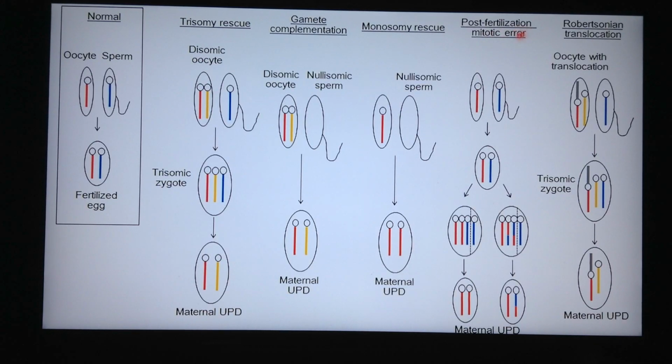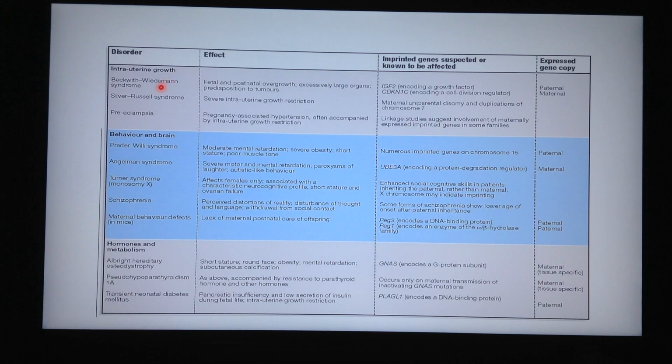In post-fertilization mitotic error, these errors occur after normal fertilization has occurred. During mitotic cell division, if there is any kind of problem in the chromosomes so that one cell receives both the copies from the female parent, it will result in maternal UPD. There are many diseases which occur because of this maternal or paternal UPD, and there is a huge role of genome imprinting also in uniparental disomy, as we shall see.